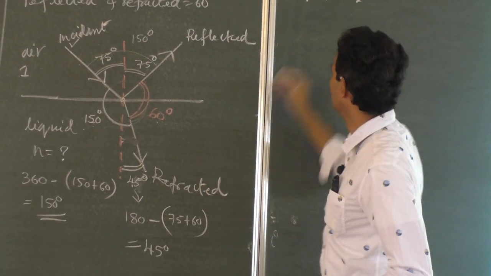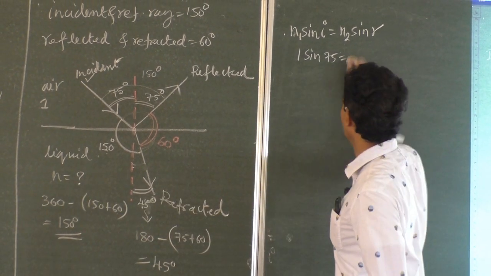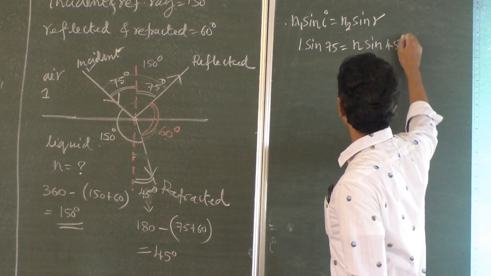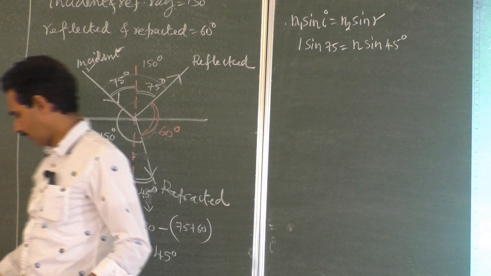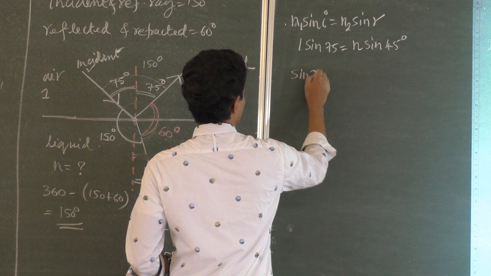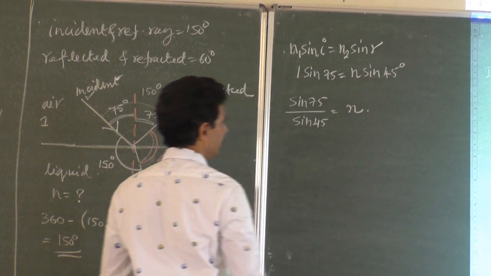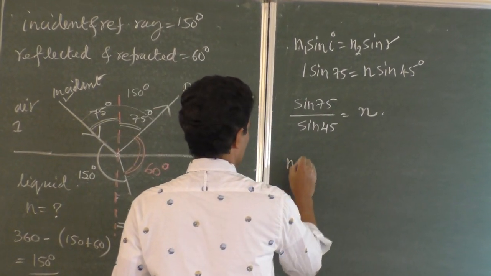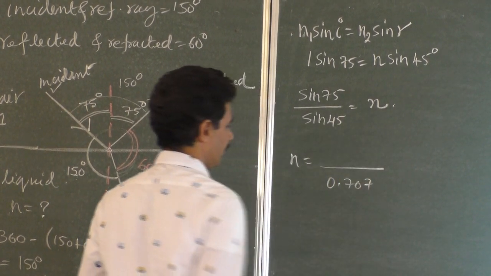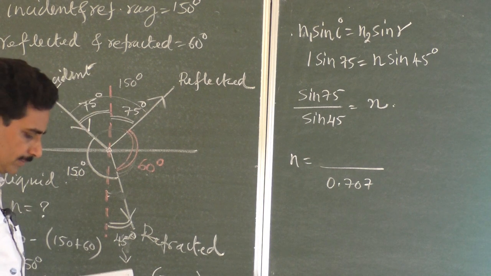n1 is 1, sin 75 is equal to n2, that is n, the refractive index of the liquid, times sin r, which is sin 45. So you have to go on calculating this. Only sin 75 is needed, sin 45 you know. So what is n? Sin 75 divided by sin 45 gives you the refractive index of the medium. Sin 45 is 1 by root 2, which is 0.707. Better you remember that answer.